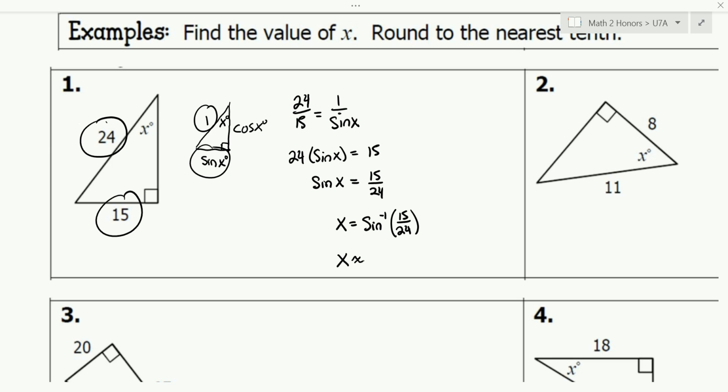So what are we getting here? So inverse sine 15 over 24, 38.7 rounded to the nearest 10th. Correct. And we're talking degrees here. Okay. So it's a lot like what we were doing before. The beginning is really much the same, setting up a proportion, using the triangle with a hypotenuse of 1. It's just that last step, the inverse function. Let's look at number 2.